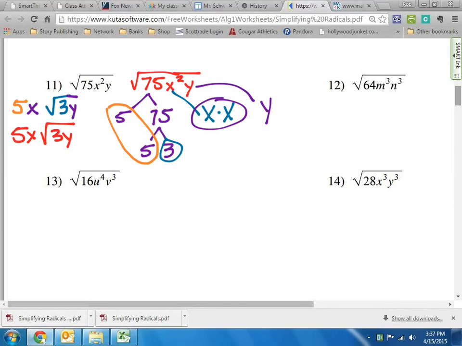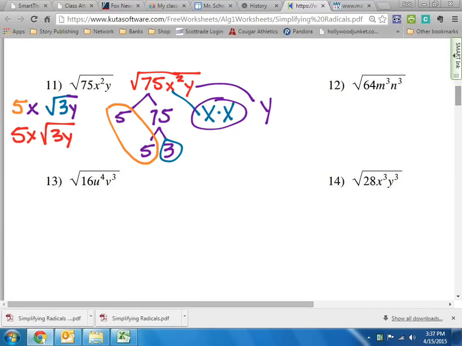And the reason why I was able to pull 5 out is because I had a pair of 5s circled in orange there. I had a pair of x's circled in purple I was able to pull out. But the 3 doesn't have a partner, so it stays on the inside. And the y had no pairs, so it stayed on the inside. So hopefully you're starting to understand how to do this with prime factorization.